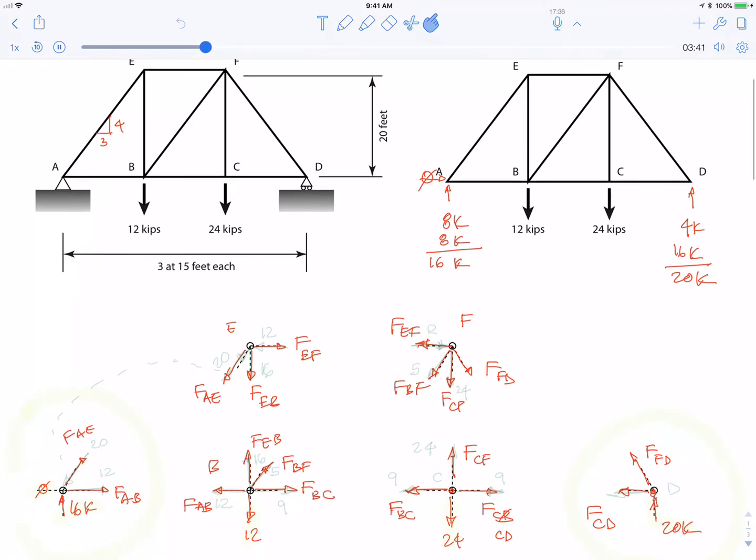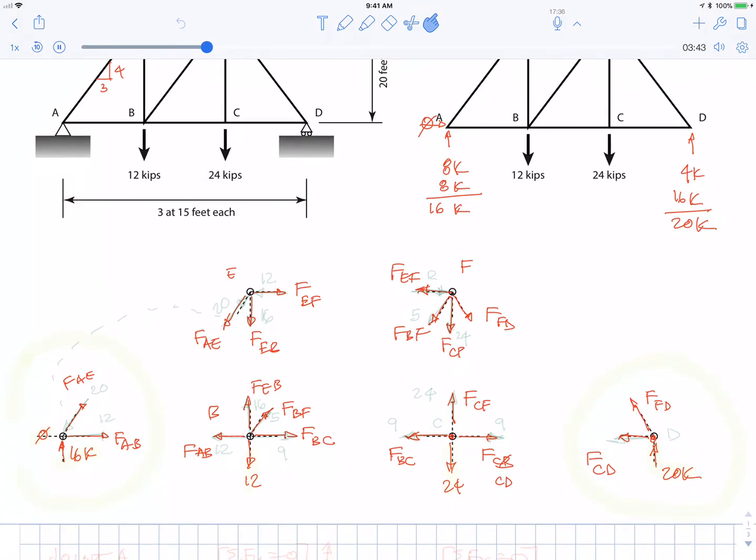Okay, so all I went through was I drew in the forces that I knew. I knew that 16, that 0, that 12, the 24, and the 20. And everything else is just an unknown tension. And I'm just trying to keep the letters the same. For example, FAB and FAB. But, you know, if I wrote FBA and FAB, those are the same thing.